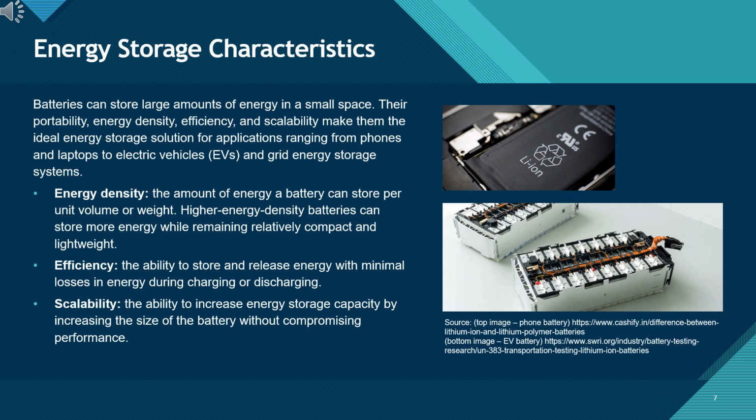Energy storage characteristics. Lithium-ion batteries are widely used because they pack a lot of energy into a small, lightweight package. From the phone in your hand to an electric vehicle battery pack, the same core advantages apply. Here, we highlight three of the most important characteristics. Energy density tells us how much energy we can store for a given size or weight. Efficiency reflects how well the battery stores and releases that energy without major losses. And scalability means we can build these systems larger, like in EVs and grid storage, without sacrificing performance.